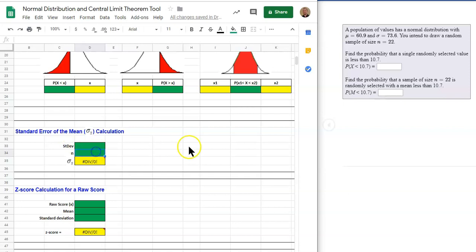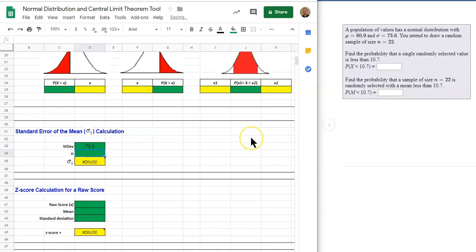The only way we can find a probability of anything involving a sample mean is that we must find the distribution of sample means. So we're going to enter in the standard deviation. The standard deviation is 73.6, and the sample size is 22. That gives us a standard error of 15.69. Now, that's just the standard error.